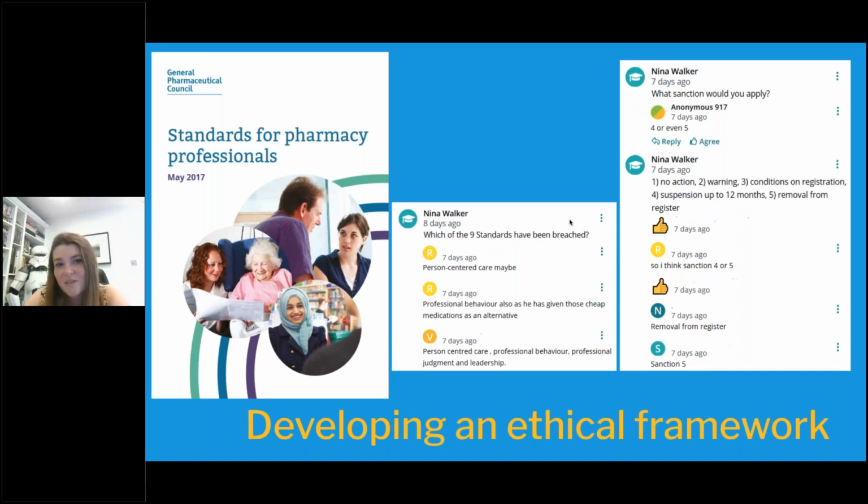The most interesting bit for me was at the end of the case. So once they'd read what had happened, this was a case that circled around fraud, for them to be able to identify which of the standards had actually been breached. So which did they consider as a future pharmacy professional had been breached by this particular registrant. So it's really interesting to see what sort of things they come up with, and ultimately deciding on a sanction for this particular person, as from their peer perspective, what would they expect would happen in this situation.